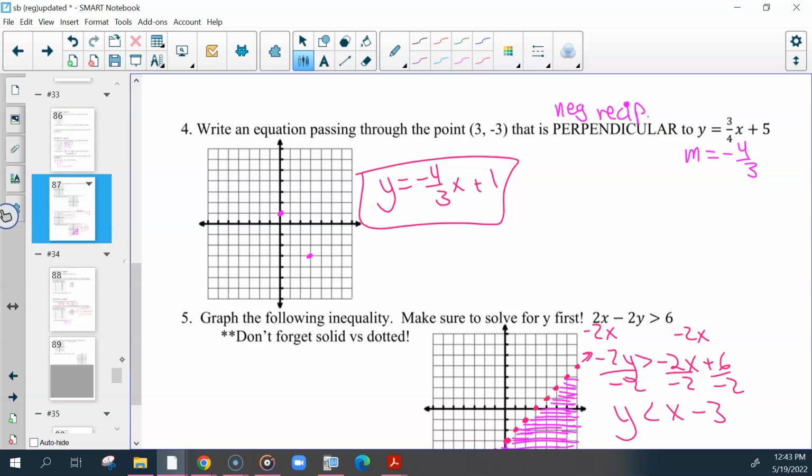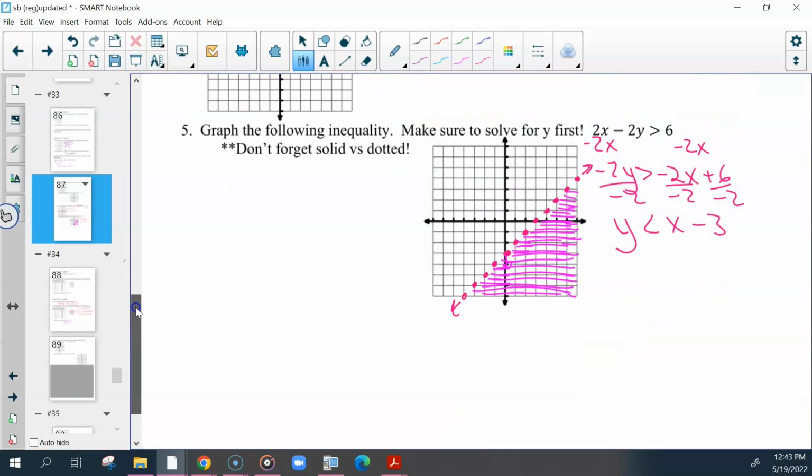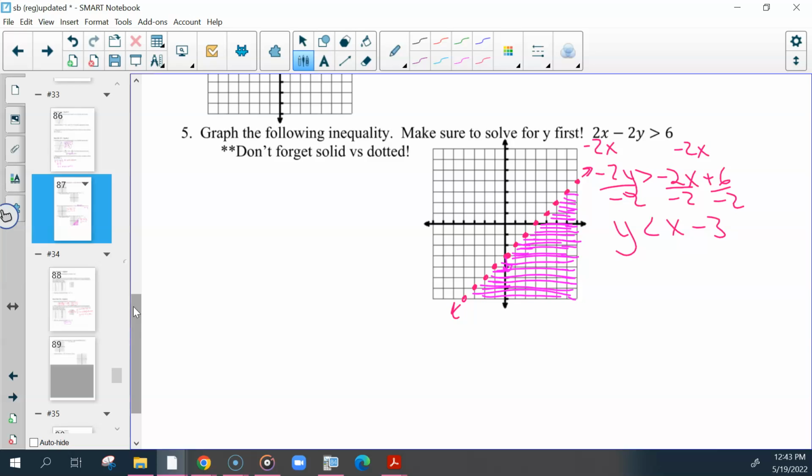For number 5, we have to solve this inequality first. Subtract 2x on both sides, divide everything by -2. Flip the sign because we're dividing by a negative. And then our inequality would be y is less than x minus 3. So we would start at -3. Our slope would be up 1, to the right 1. We would have a dash, or in my case, a dotted line. And it would be shaded below. Do we have any questions on those 2?